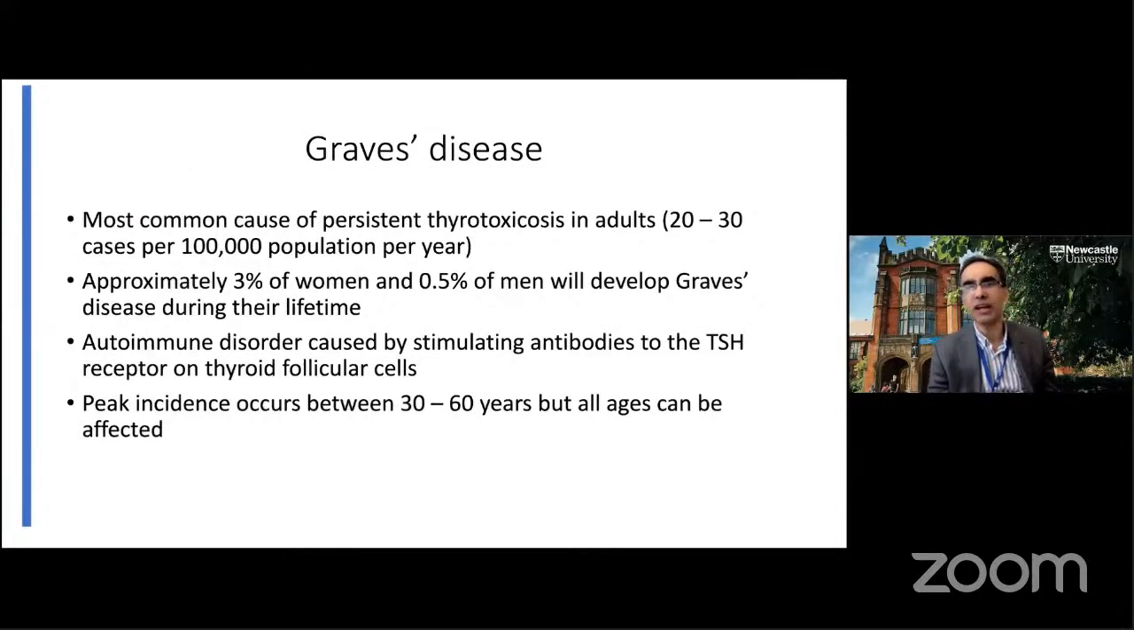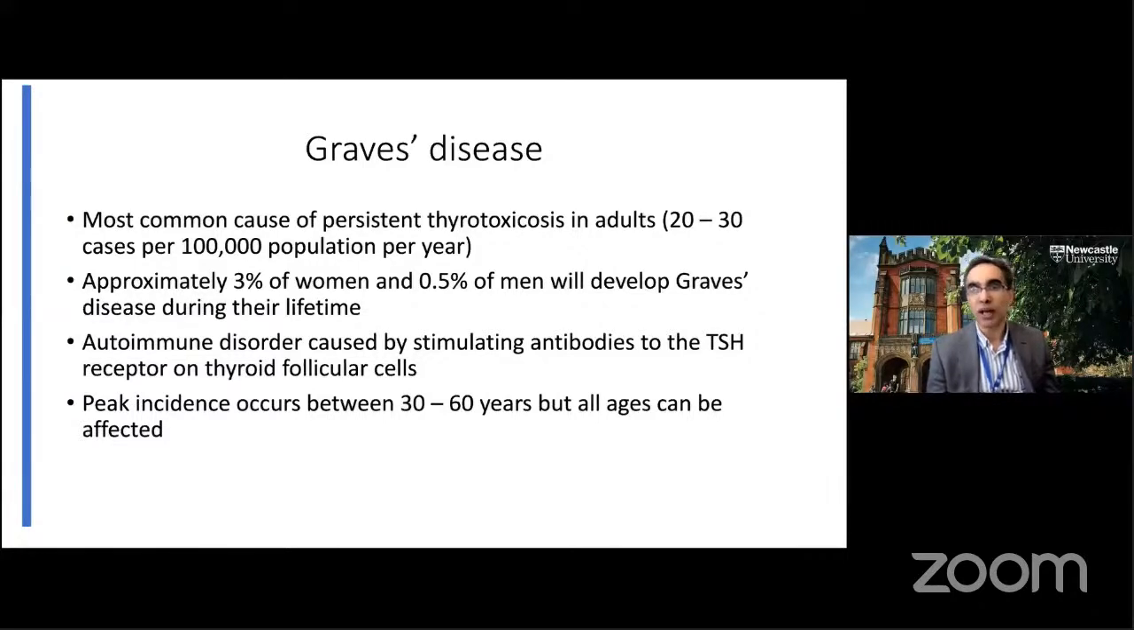So if you come to Graves' disease first, this is the most common cause of persistent thyrotoxicosis. And in most populations, and again, I stress we haven't really got a lot of data for the Middle East yet, but in other parts of the world where we do have the data, we probably see about 20 to 30 cases per 100,000 population every year. So if it's similar prevalence in the UAE with a population of a few million, you'd expect to see 300 to 600 patients at least in a year.